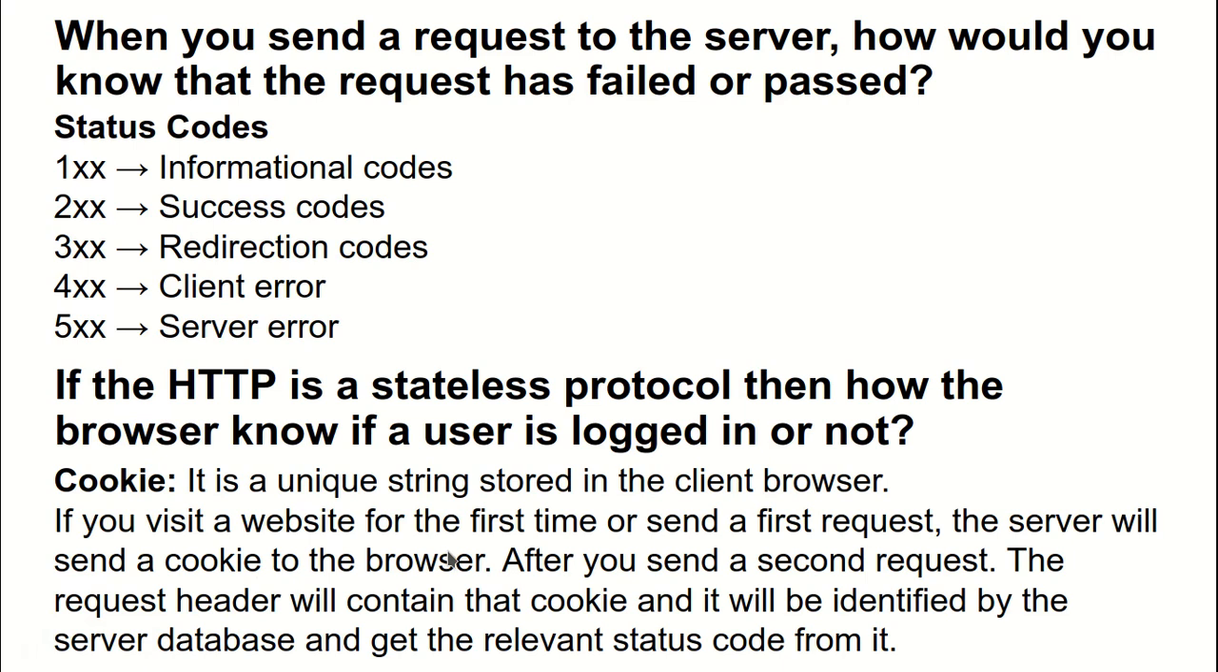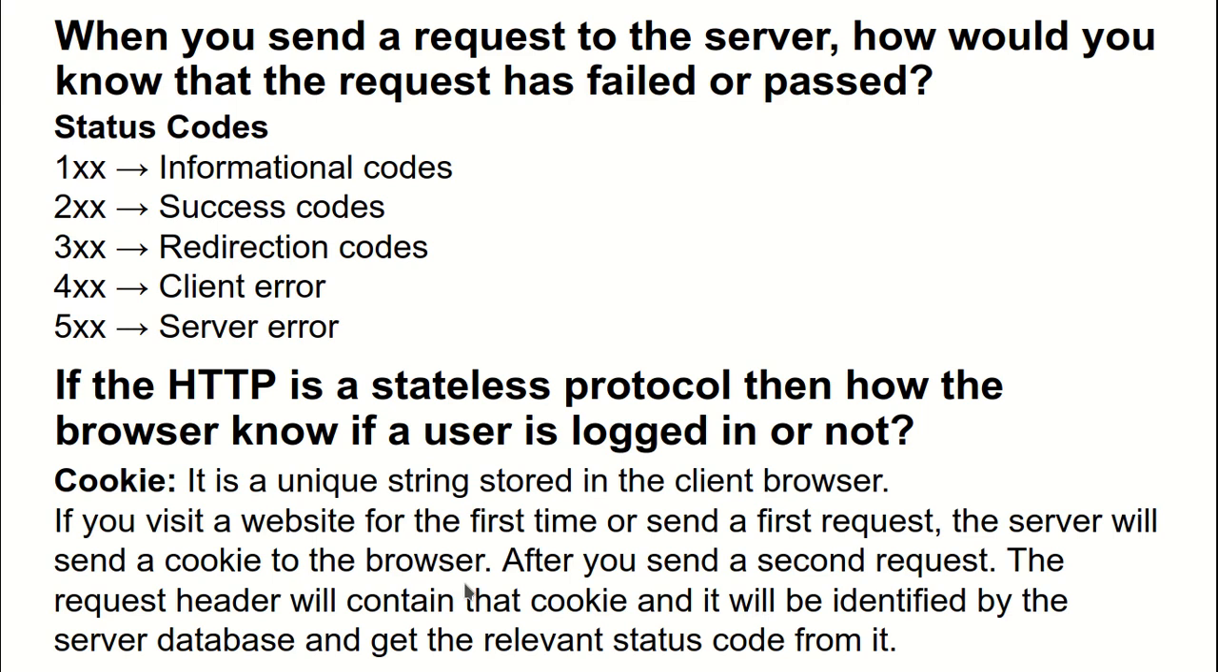After you send a second request, the request header will contain the cookie, and it will be identified by the server database. Now it will not send the request to the server again and again. Instead, the cookie will identify that information and get the relevant status code from it. That code will be a status code or failure code or any kind of code that the cookie will send. The status code will show us whether the cookie contains that type of information or not.